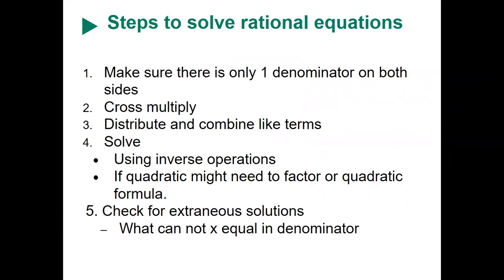All right, I'm going to pause and give you all a moment to write down the steps to solve rational equations. So step one, you're going to make sure there's only one denominator on both sides. We're going to cross multiply, then we distribute and combine like terms. And we're going to solve using inverse operations. If there's a quadratic, you may need to factor or use the quadratic formula, and then check for extraneous solutions.